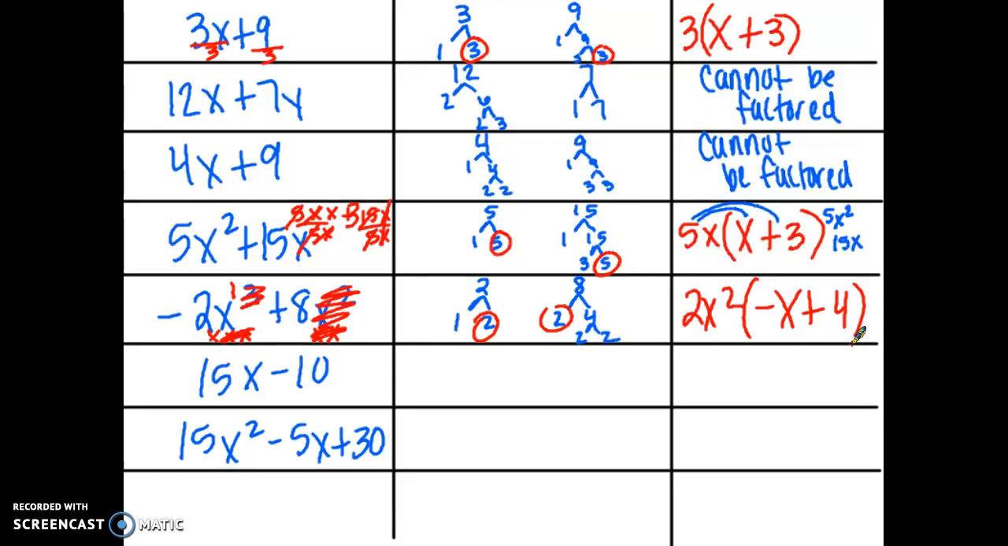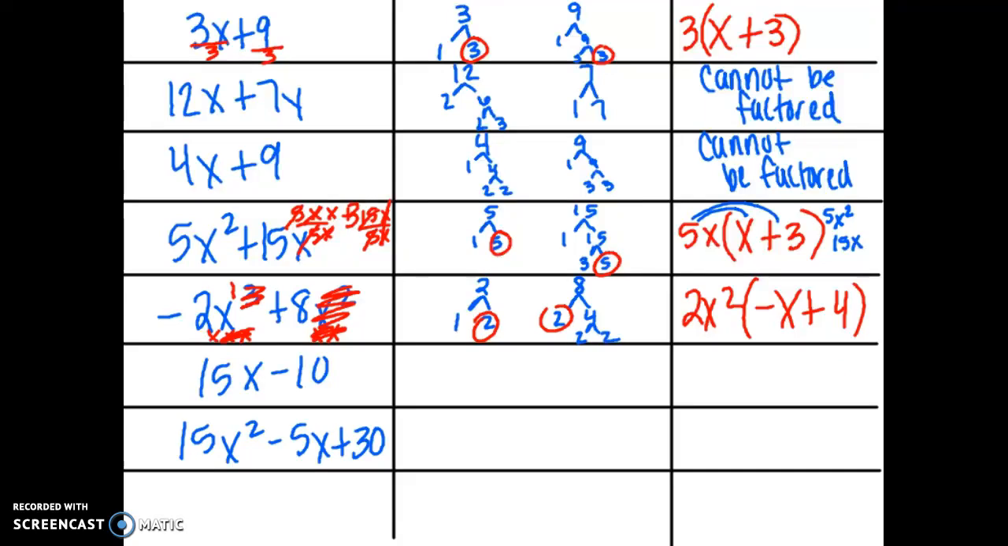Then I found what variable will go to both terms. So I knew that both of them would divide by 2. And I knew that both of them had 2 x's in it. So I'm factoring out 2x squared. Negative 2x cubed divided by 2x squared is negative x. And 8x squared divided by 2x squared is 4. So my answer is 2x squared times negative x plus 4.